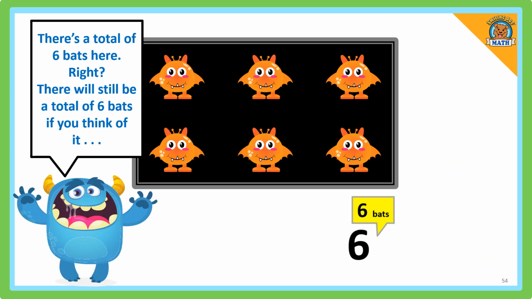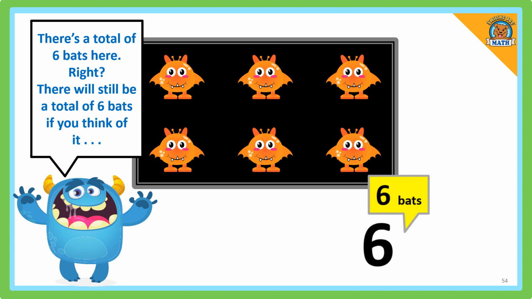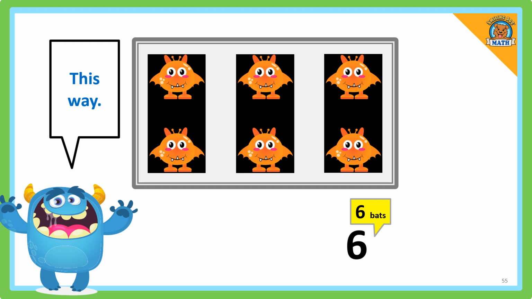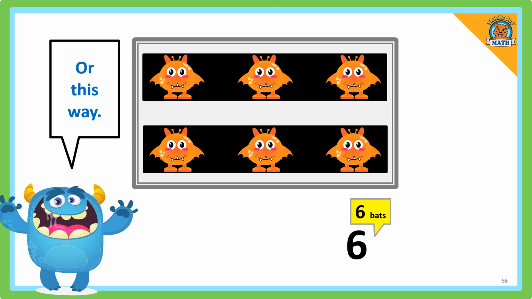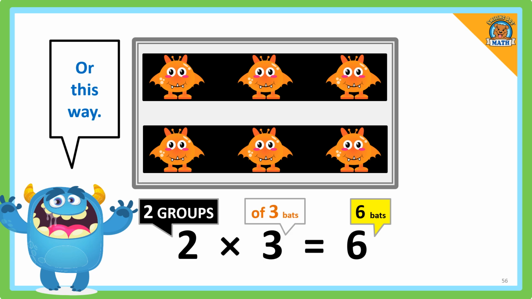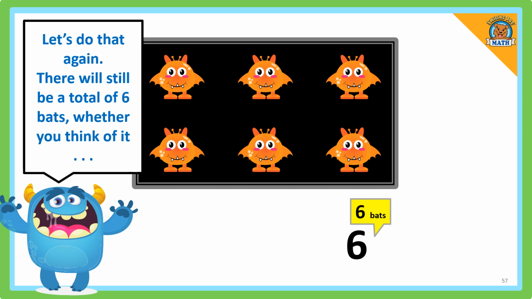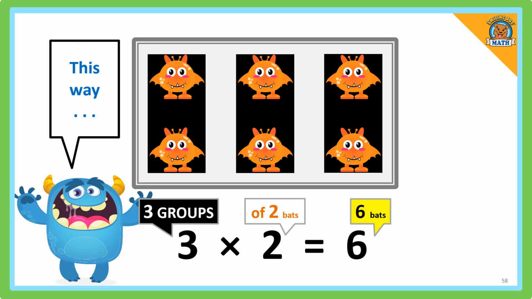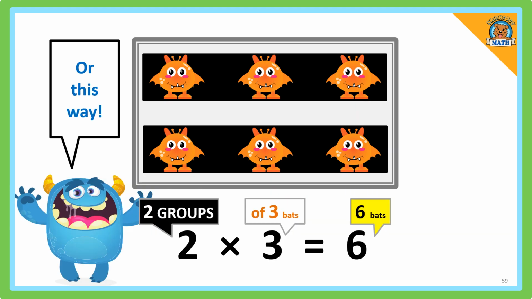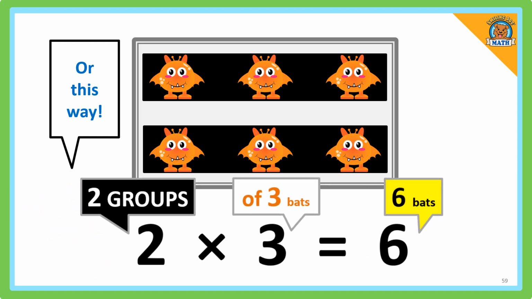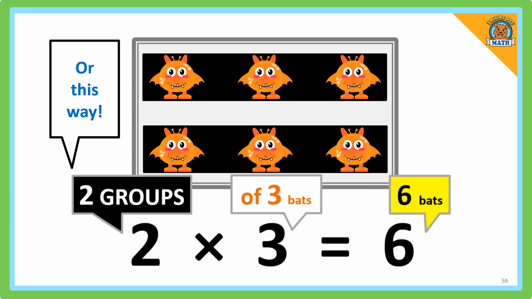There's a total of 6 bats here, right? There will still be a total of 6 bats if you think of it this way as 3 groups of 2 bats, or if you group it this way as 2 groups of 3 bats. Let's do that again. There will still be a total of 6 bats whether you think of it this way as 3 groups of 2 bats each, or this way as 2 groups of 3 bats each. Either way, it's a total of 6 bats.